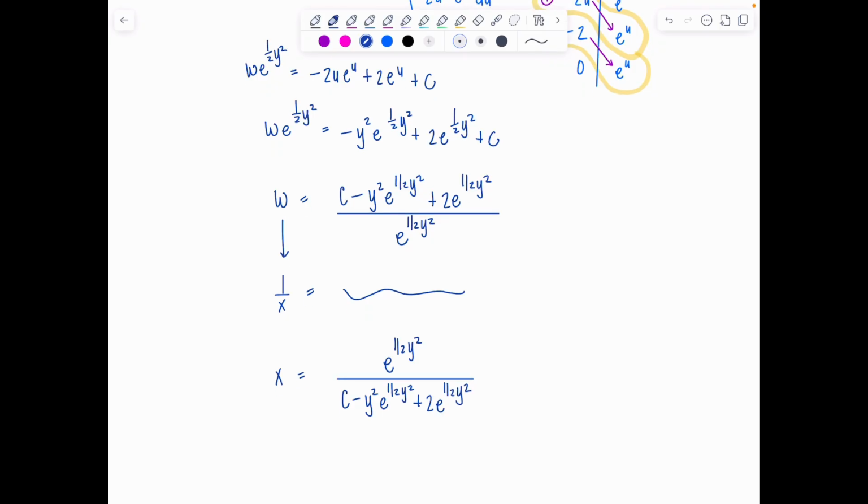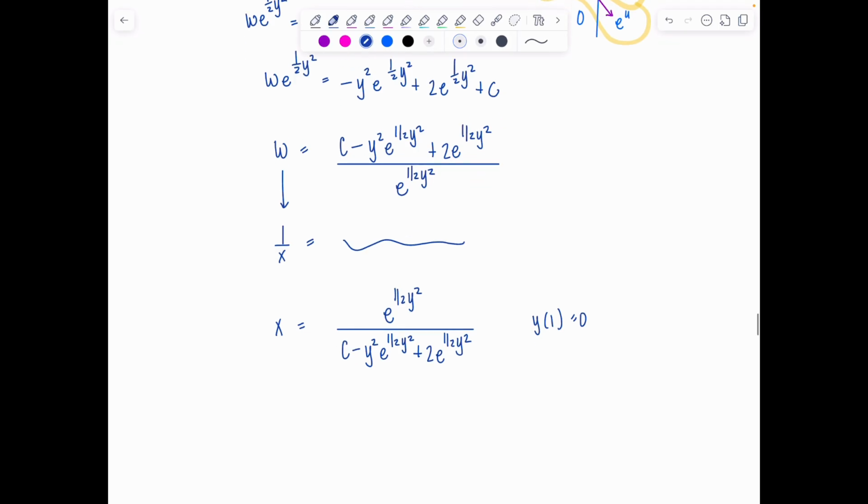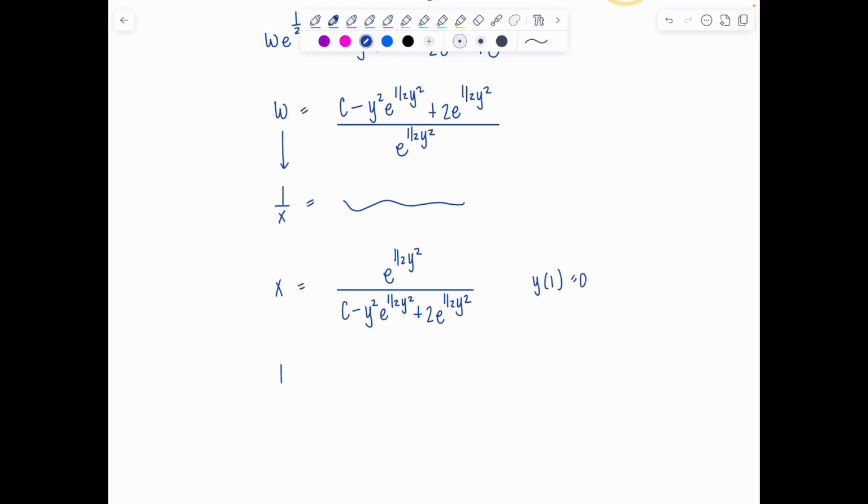You know, I was all ready to box it and then I forgot. They gave us an initial condition. So y of 1 is 0. So I'm going to substitute in 1 for x, 0 for y. So we'll have 1 equals e to the 0 over c minus 0 plus 2. Yes? Okay. So then multiplying through, c plus 2 equals 1. So c is negative 1.